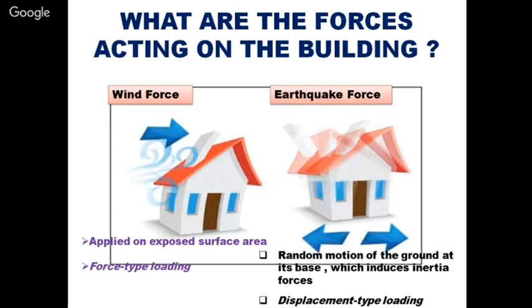So the earthquake load needs to be resisted by the building, and during an earthquake you can have different mode shapes of your building, like compressive force, tensile force, shear force, and twisting moment in buildings.